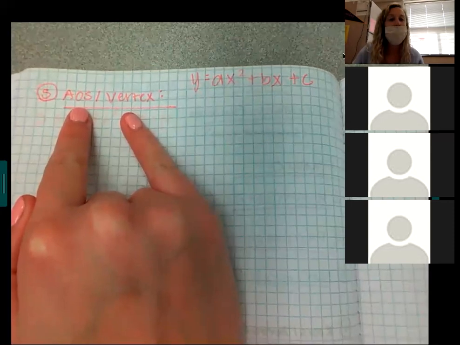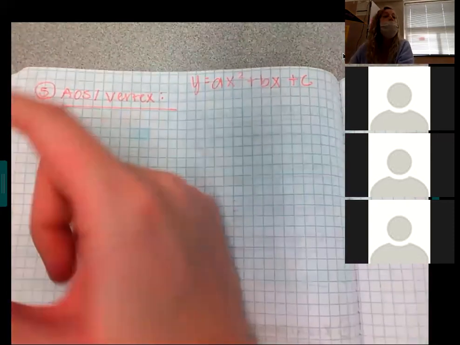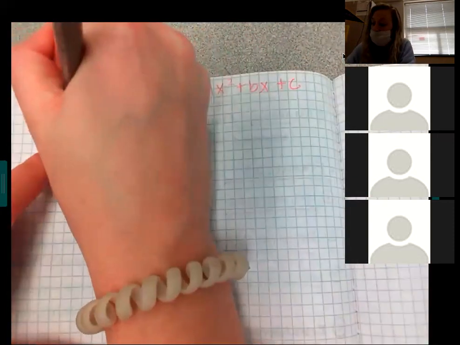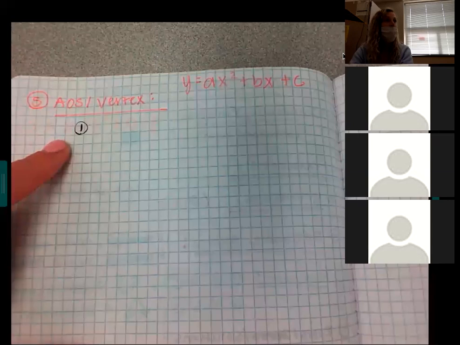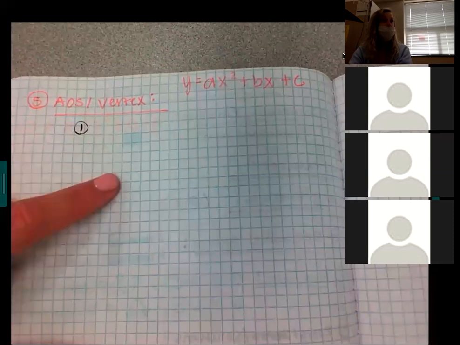So when we find axis of symmetry and vertex, the first thing you have to do is find the axis of symmetry. And there is a formula for it that I need y'all to know. So write it on your hand, write it on your bathroom mirror so you see it every morning when you get up and brush your teeth. I don't care, but you need to know this formula.